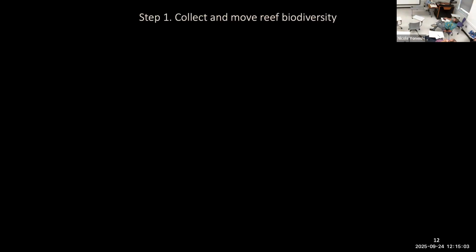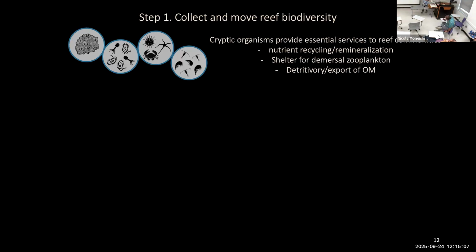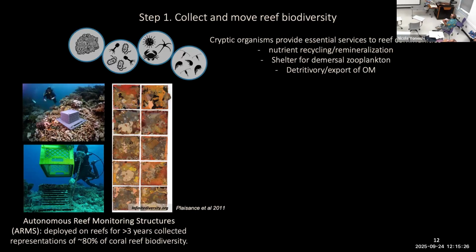First step is figuring out how to collect and move reef biodiversity. We know that there are many organisms, not just corals, that contribute to reef function. A lot of these are cryptics, they live inside the reef, and these guys are recycling nutrients. They are providing shelter for these zooplankton, which is food, and they are helping export organic matter and basically process organic matter.